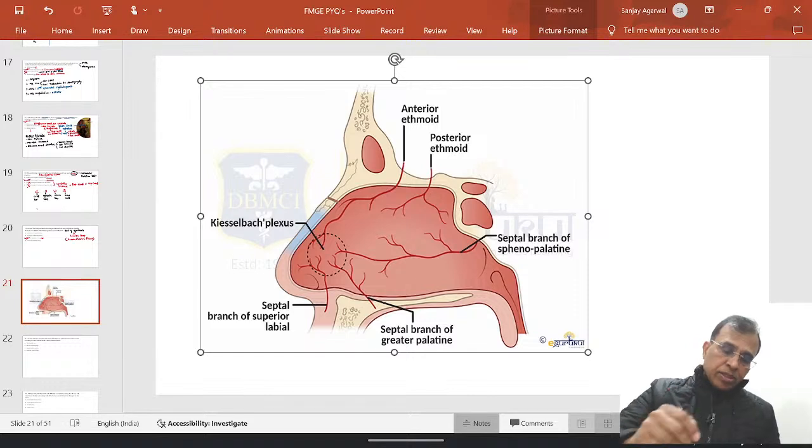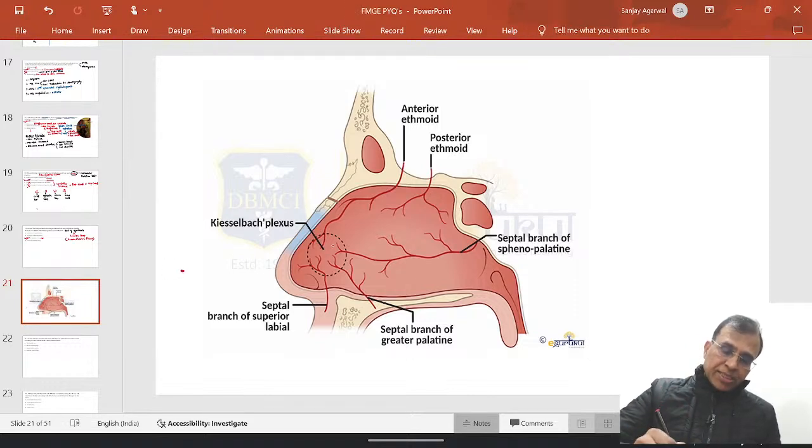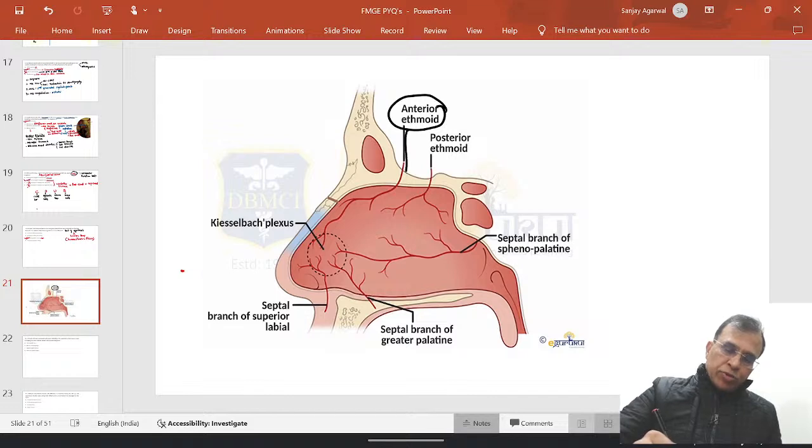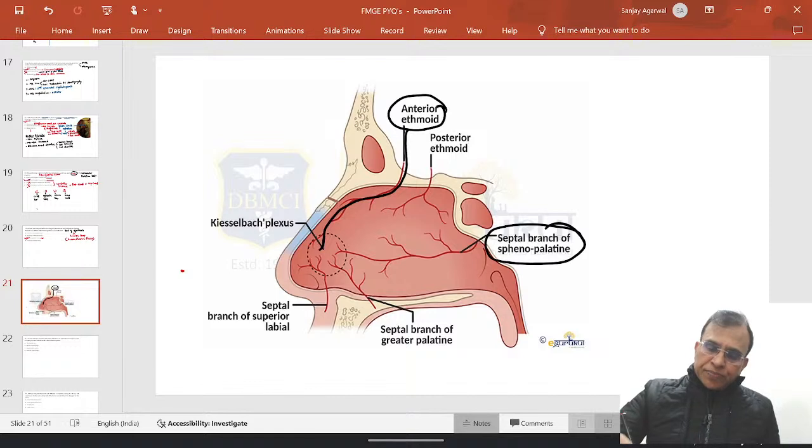Now this is an image showing you the Kiesselbach's plexus. This circle shown here is a Kiesselbach's plexus, which is formed by 4 arteries. You see the 4 arteries that come and form the Kiesselbach plexus. One is this artery, which is going like this, anterior ethmoidal artery. One is this artery, septal branch of the sphenopalatine artery.